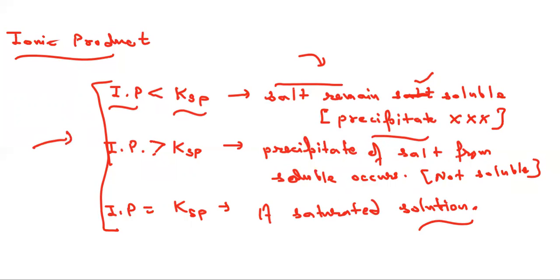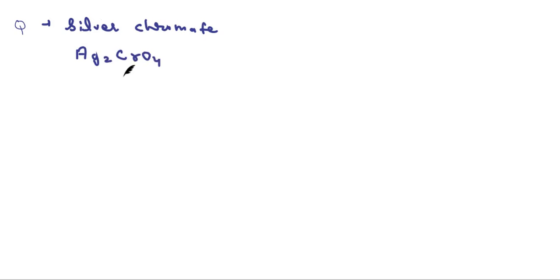Suppose I'm giving you a question. I'm giving you silver chromate. What is the formula of silver chromate? Any guesses? Is it Ag2Cr2O7? No, that would be silver dichromate, but I am asking silver chromate, so it would be Ag2CrO4.